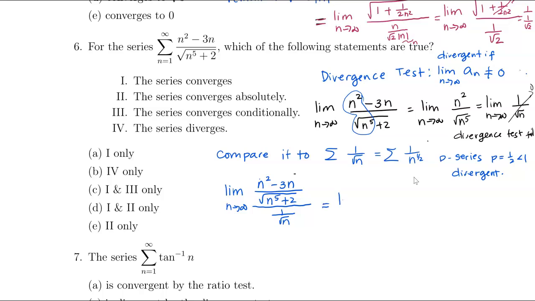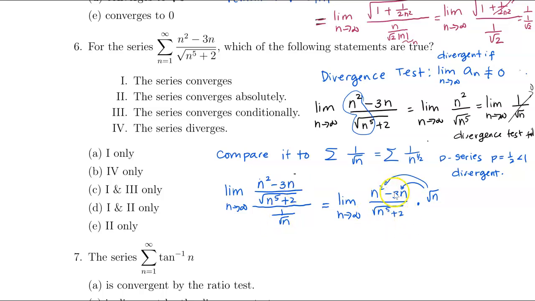Then this is equal to the limit as n approaches infinity of n squared minus 3n all over the square root of n to the 5th plus 2, times the reciprocal, which is the square root of n. Then you distribute that to each term in the numerator, and then you take the limit.